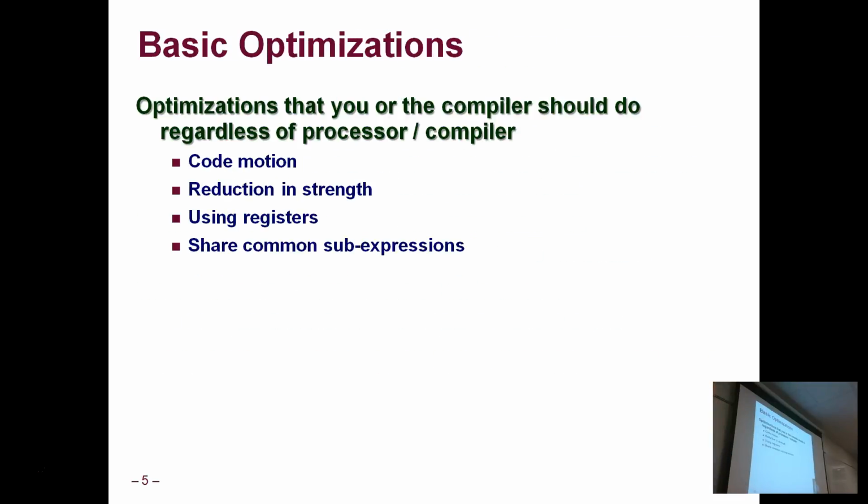The basic optimizations we're going to cover today are these four: code motion, reduction in strength, using registers, and sharing common sub-expressions. Some of these the compiler can figure out and do automatically, but most of them you'll see need help. The compiler needs you to help it out.